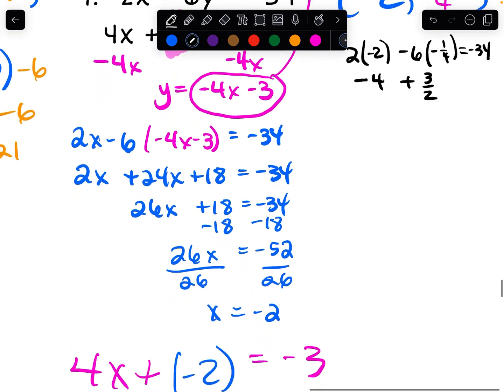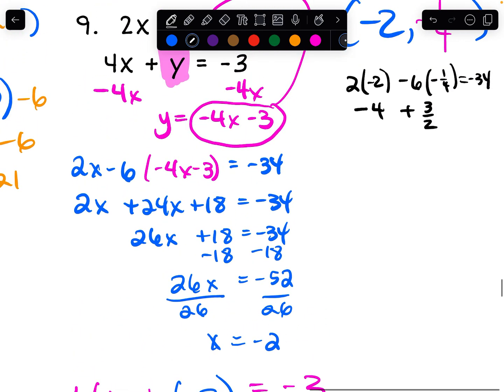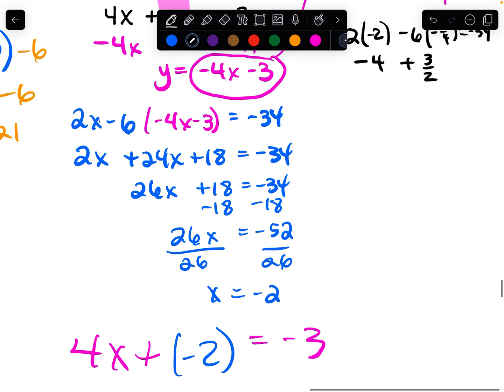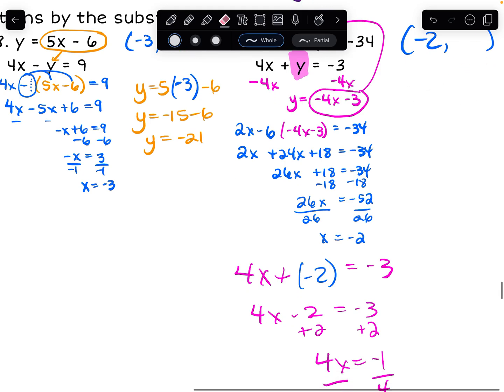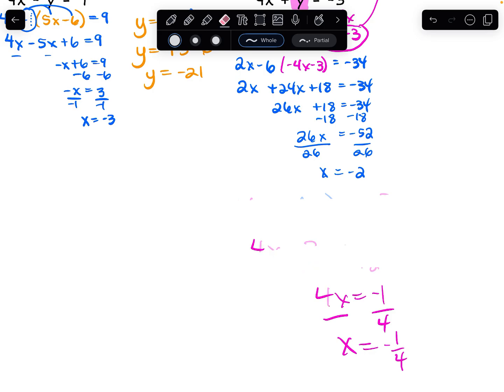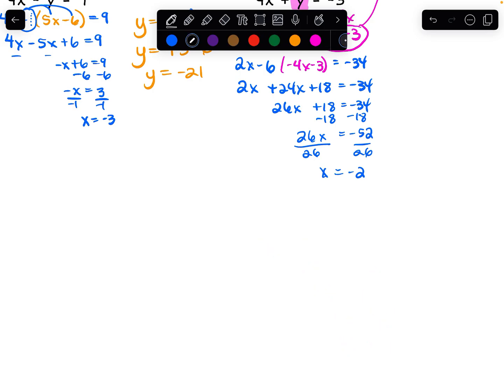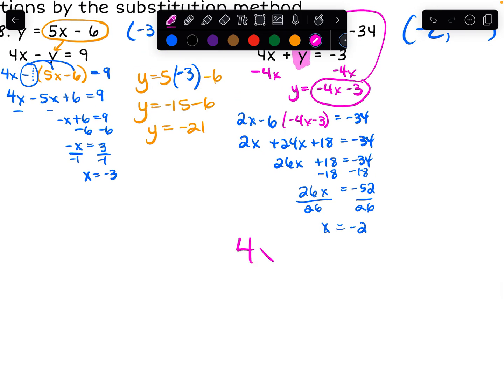I plugged it back into the original equation. 4x. Oh, I see exactly what I did wrong. Guys, did you notice I plugged in for the y value and not the x value? That's why it's important to check your work. Okay, so 4x plus y equals -3. I need to replace the x, not the y. I'm replacing the x with negative 2.